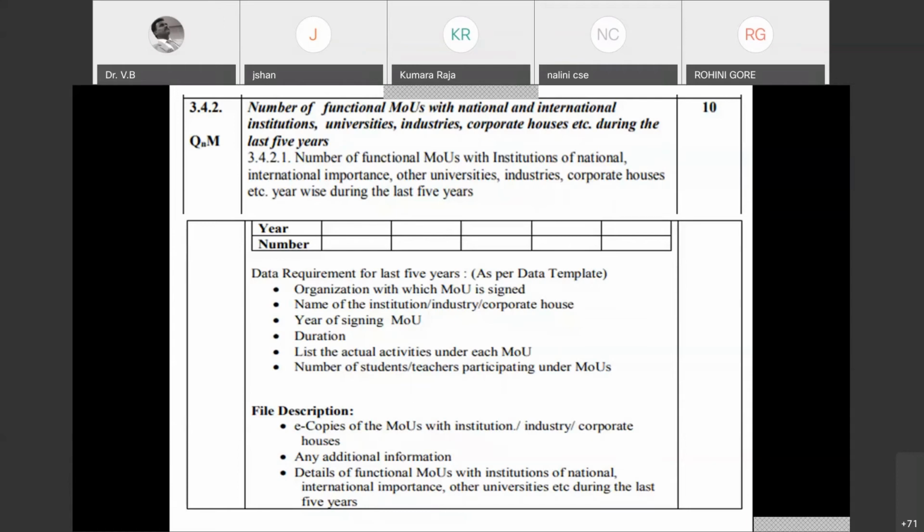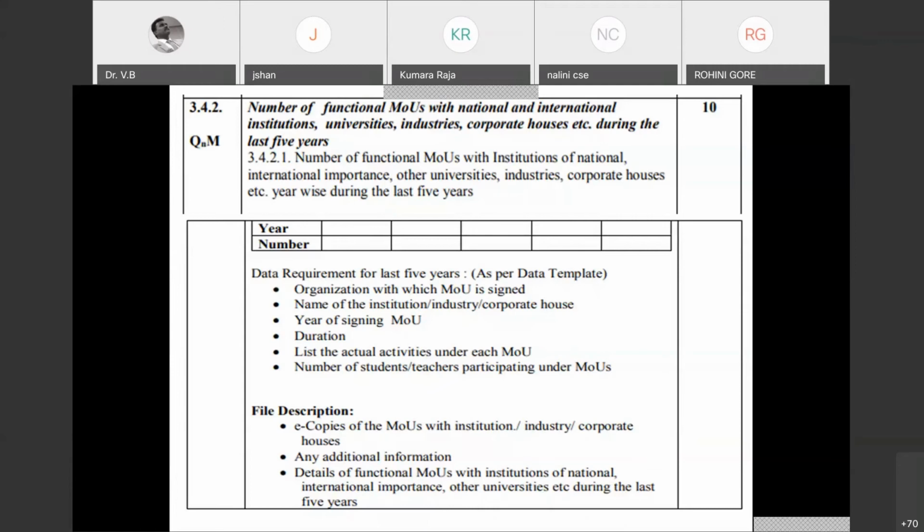So it is again quantitative, which means there is a data template asking you for the name of the other institution with which you have collaborated, when was the MOU signed, the year, and how long is the MOU valid, whether it is renewable every year or renewable after 3 years or 5 years, what is the duration, and the activities which had been carried out under that MOU. Now, under the same MOU, you can have 3 or 4 activities also. For example, faculty exchange, student exchange, research scholar exchange. Like this, many activities can happen under one MOU.